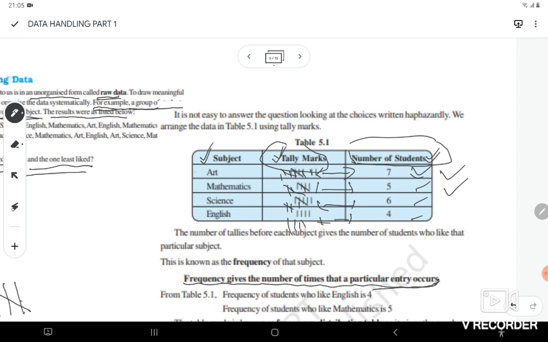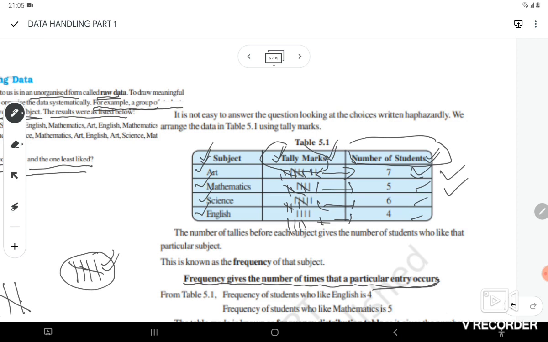Different subjects are written: arts, mathematics, science and English, which are liked by the students. Tally marks are the representation in mathematical form, like we draw 4 sticks, and when there is a fifth, we draw a diagonal cross over it. It's nothing but the frequency, but the mathematical way of representing it is known as tally marks.